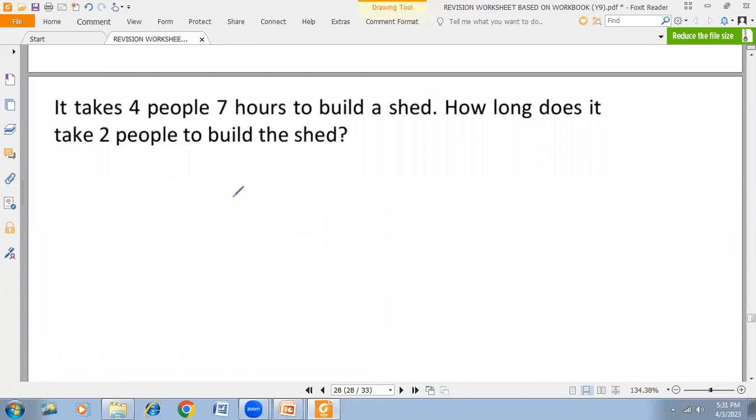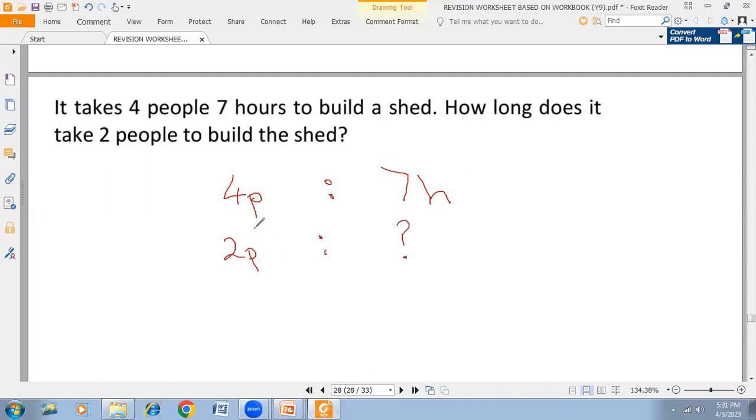It's a very easy question. This is an inverse proportion question. 4 people took 7 hours to build the shed, and then how long does it take for 2 people to work? Okay, 2 people, how long? This is the question.